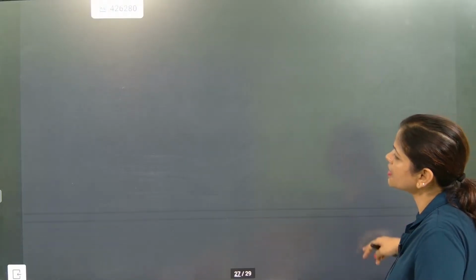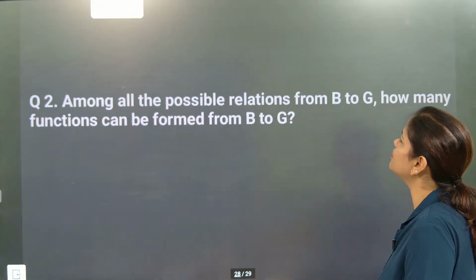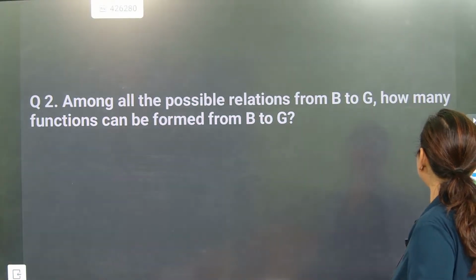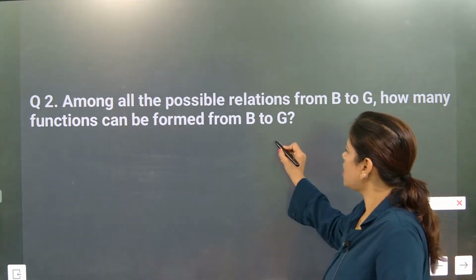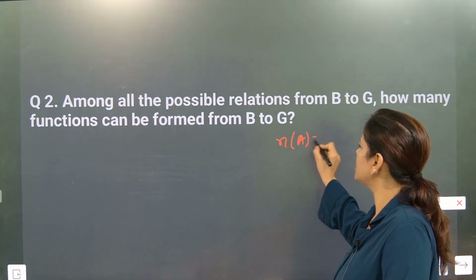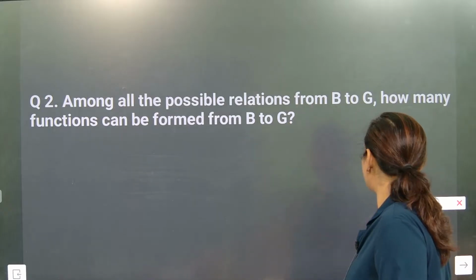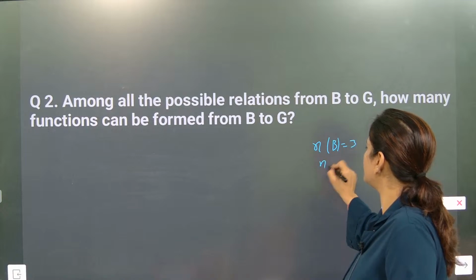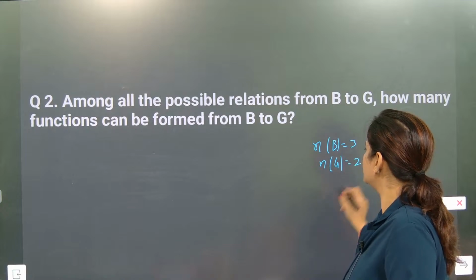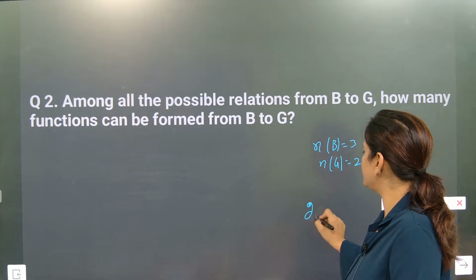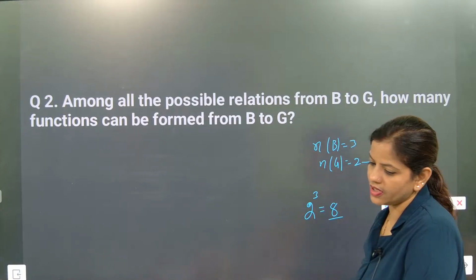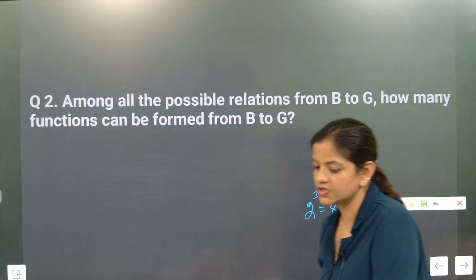Next, among all the possible relations from B to G, how many functions can be formed? This is the formula for functions. How many elements are there for boys? The number of elements for boys is 3 and for girls is 2, so the codomain has 2 elements. It will become 2 to the power 3, that is 2 to the 4, 4 to the 8. So 8 possible functions were there.